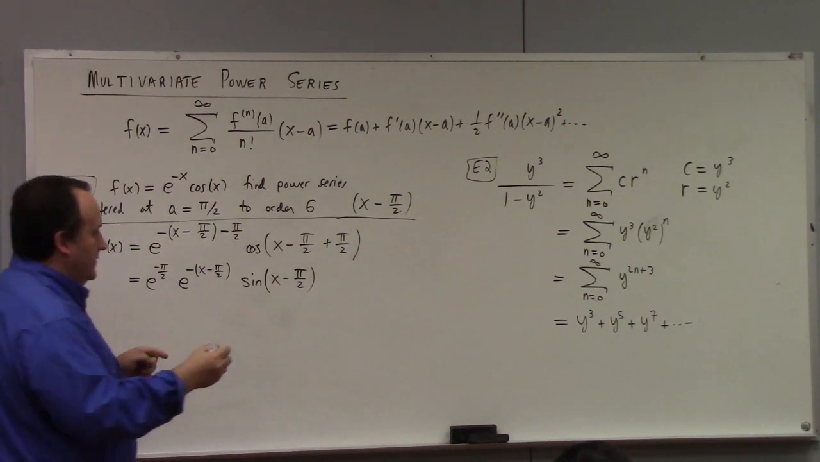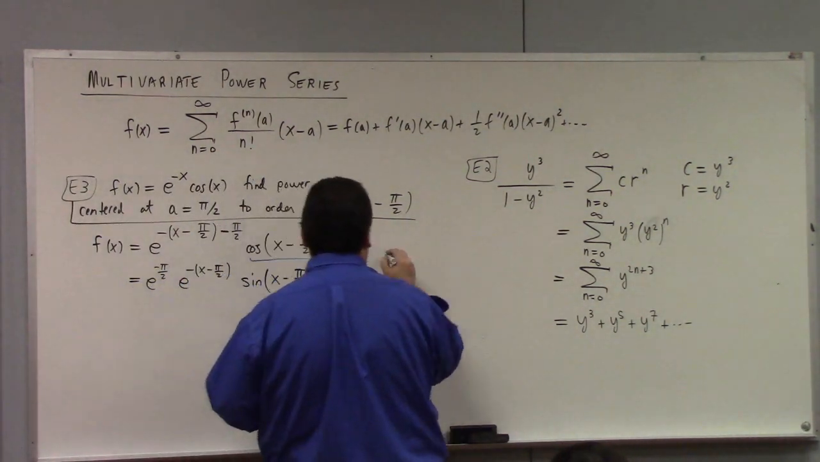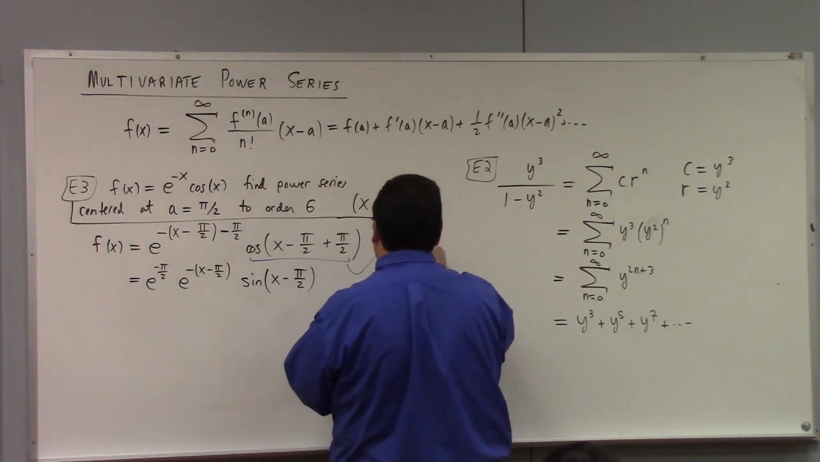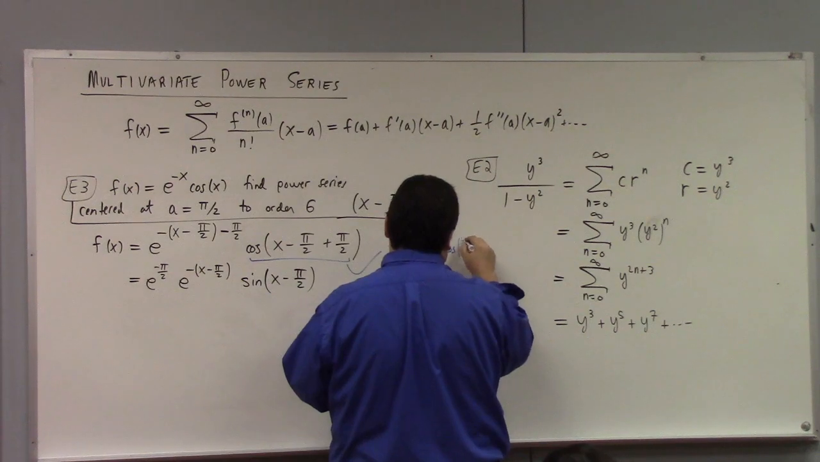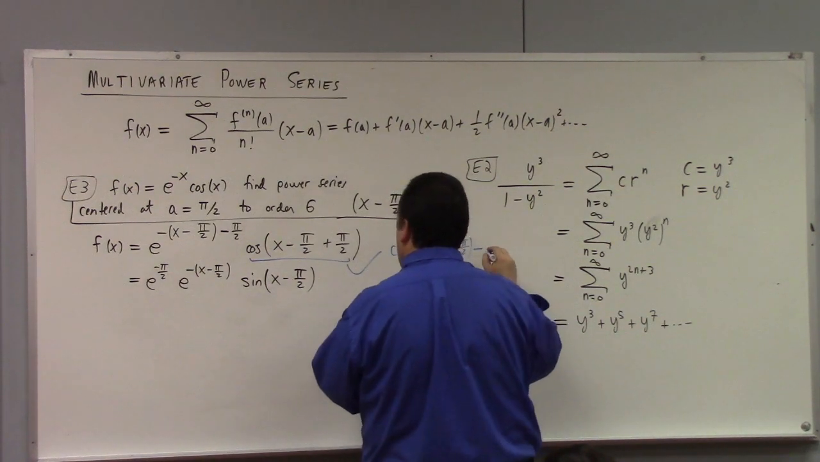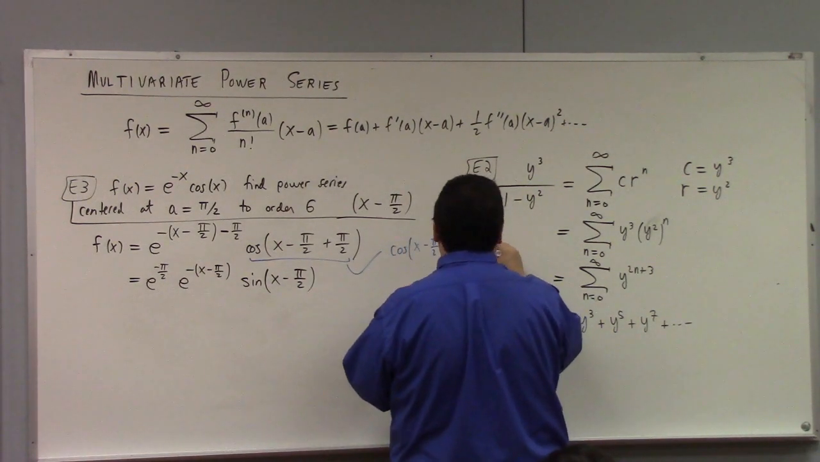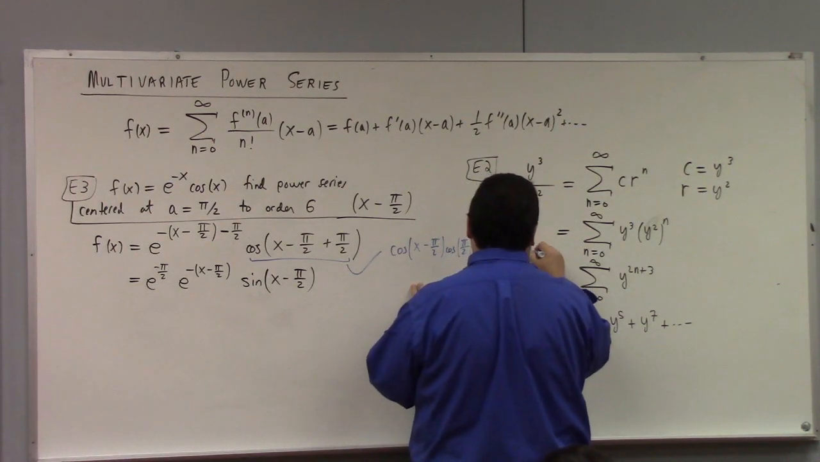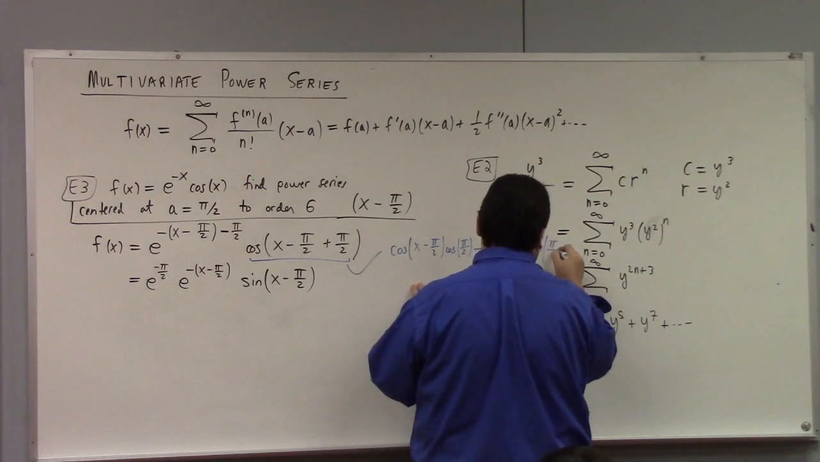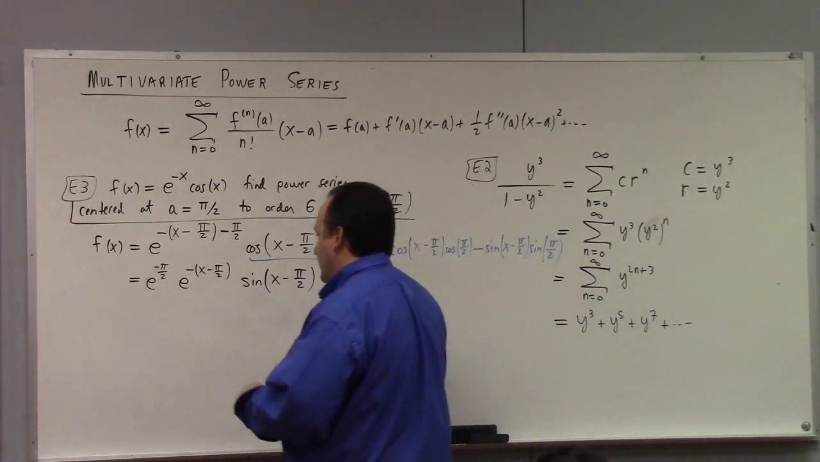Let me remind you, this right here would be cosine of x minus pi over 2, cosine pi over 2, minus, I may have missed a sign, right? Sine of x minus pi over 2, sine of pi over 2. As you can see, I'm not quite right. What have I missed?